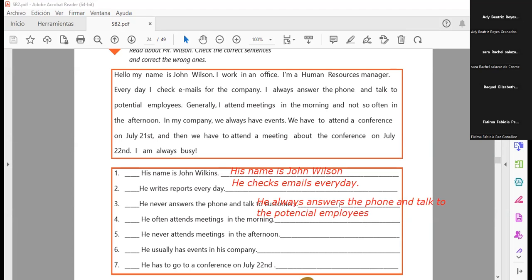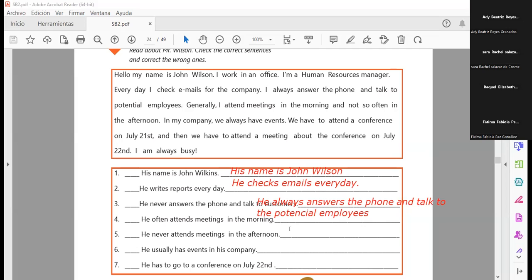Okay, number four, I don't have a space here. Number four? Correct. Yes. You say that often is the same as generally, because here it says generally I attend meetings in the morning. Okay, we're going to say it's correct. No, but we can say that generally is often, right?